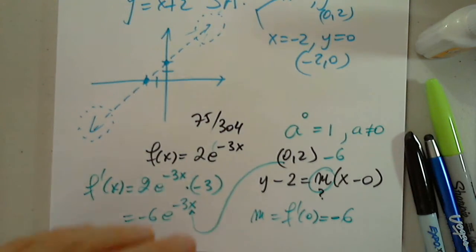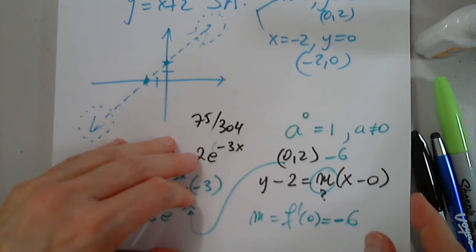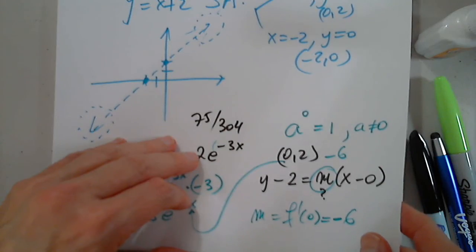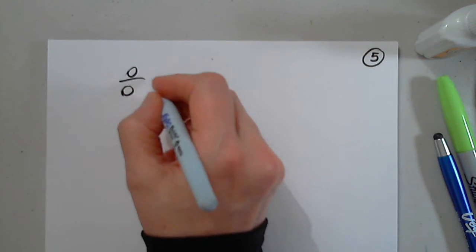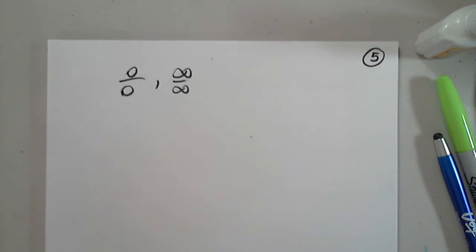What is the second one? What was the second one? 0 over 0 and infinity over infinity. The two that can be used with L'Hopital's rule. Oh, okay. So only 0 over 0 and infinity over infinity, and these are the only ones for L'Hopital's rule.